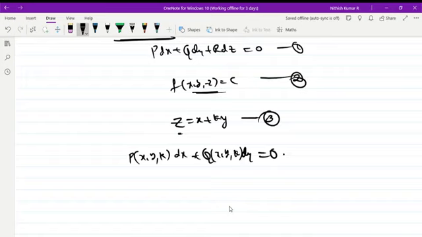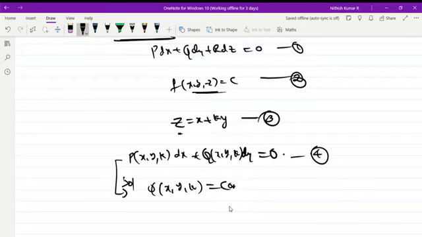Now this is the equation number 4. Using the solution of 4, we get a family of surfaces 2. Suppose the general solution of this is nothing but, say, phi(x, y, k) = some constant. This is the solution of this equation 4, that is P(x, y, k) dx + Q(x, y, k) dy.